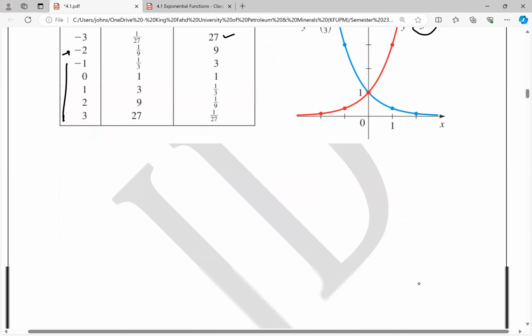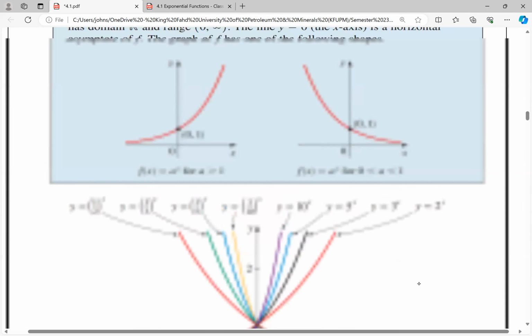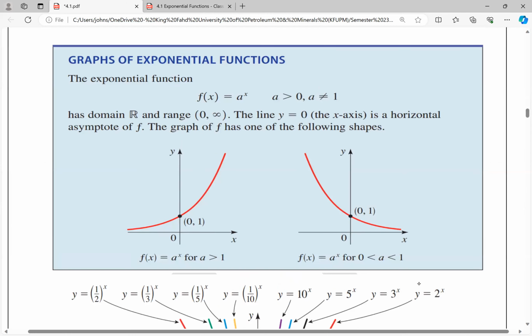So anytime you have your a greater than 1, it is going to be an increasing exponential function. And you can see this point is the intercept with the y-axis, because if x equals 0 and a is greater than 1, a to the power 0 is going to be 1. So that is why the y value here is 1. And also the same here, you also have 1, but this is decreasing.